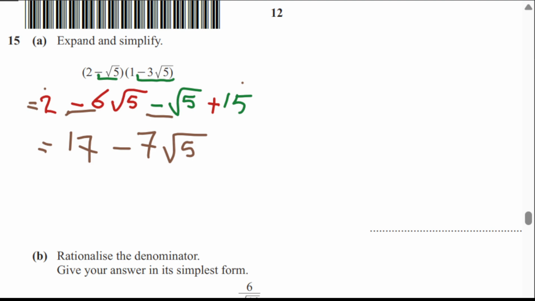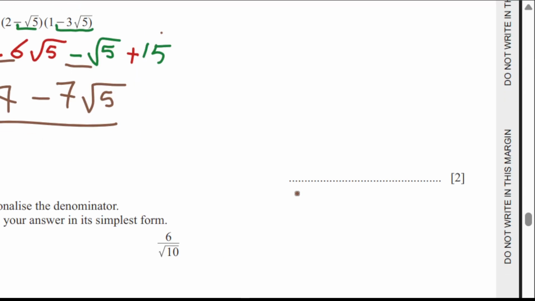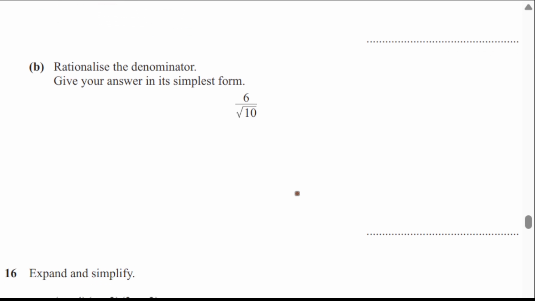Why? I'll think of it like a banana. So it's minus 6 bananas and then minus 1 banana. So it's minus 7 bananas. That's why it's minus 7 root 5. Can you do anything else here? Nope. So that's your answer. That's 2 marks. Now let's get the other 2 marks.